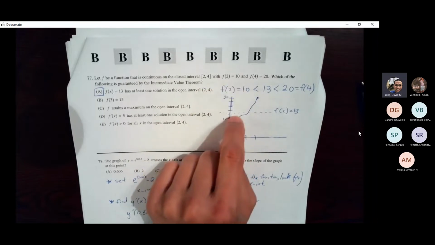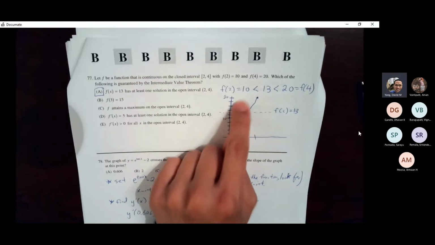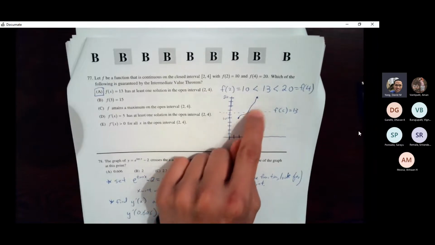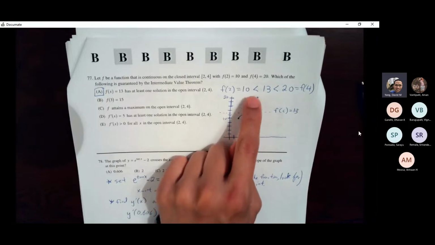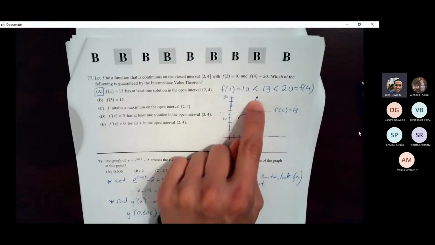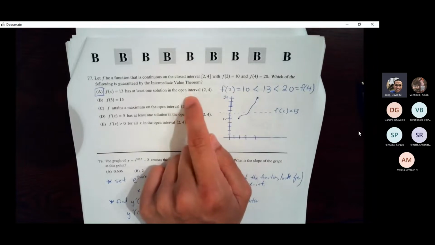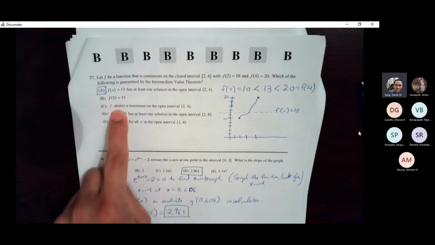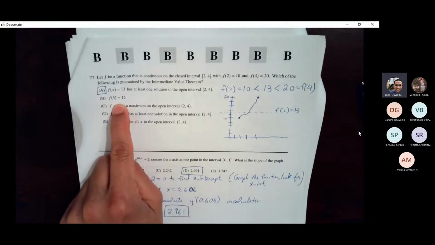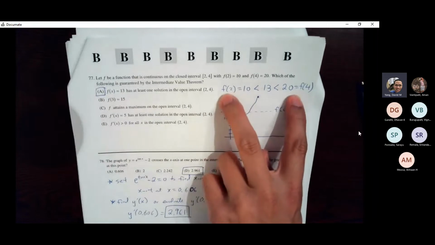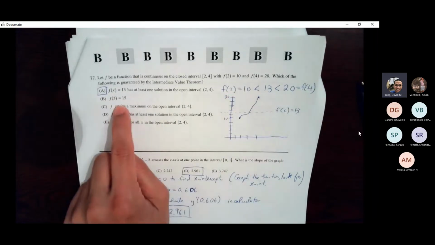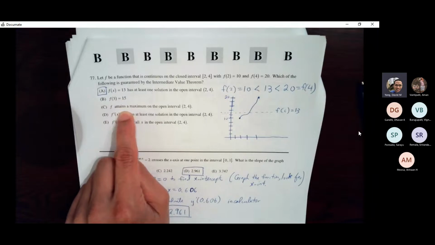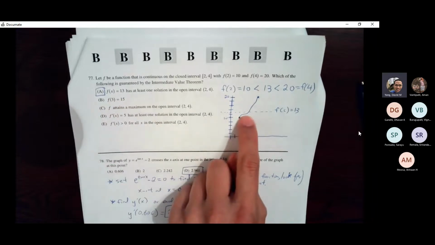I may not know what the graph looks like. The graph may kind of flip-flop. It may rise a lot higher and lower, but we know it has to cross through every single point between y equals 10 and y equals 20. So 13 falls into that range. So we can guarantee that the graph is going to hit y equals 13 at least at one point in the interval from 2 to 4. f of 3 equals 15? That's not guaranteed. It could be 2.5, it could be 2.7, it could be 3.1. Maximum between 2 and 4 is possible, but we can't guarantee it.